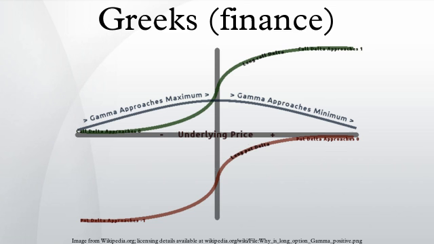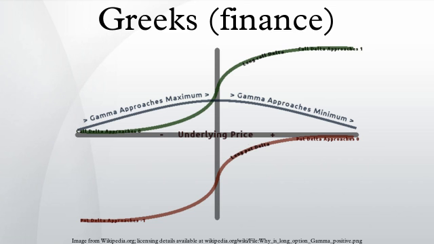Charm, or delta decay, measures the instantaneous rate of change of delta over the passage of time. Charm has also been called DdeltaDtime. Charm can be an important Greek to monitor when delta hedging a position over a weekend. Charm is a second-order derivative of the option value, once to price and once to the passage of time. It is also the derivative of theta with respect to the underlying's price.